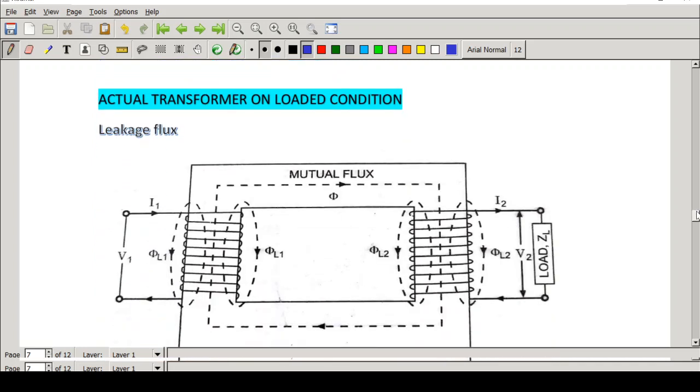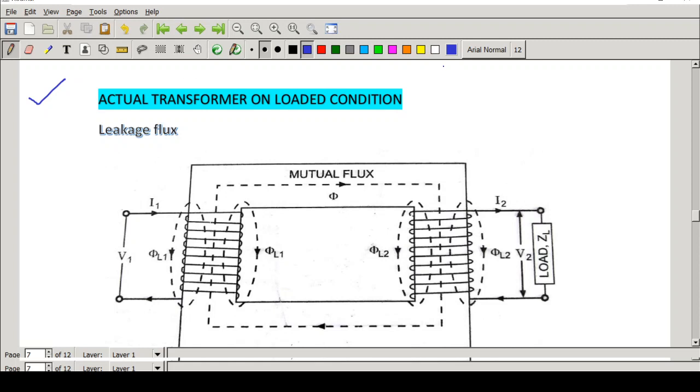Now let us consider the actual transformer on loaded condition. What will be the difference in the case of an actual transformer? In the case of an ideal transformer, we assume that there is no leakage flux, but actually there will be some flux leakage. So how will you represent that? If there is flux, there will be induced EMF. That means an EMF will be induced due to this leakage flux.